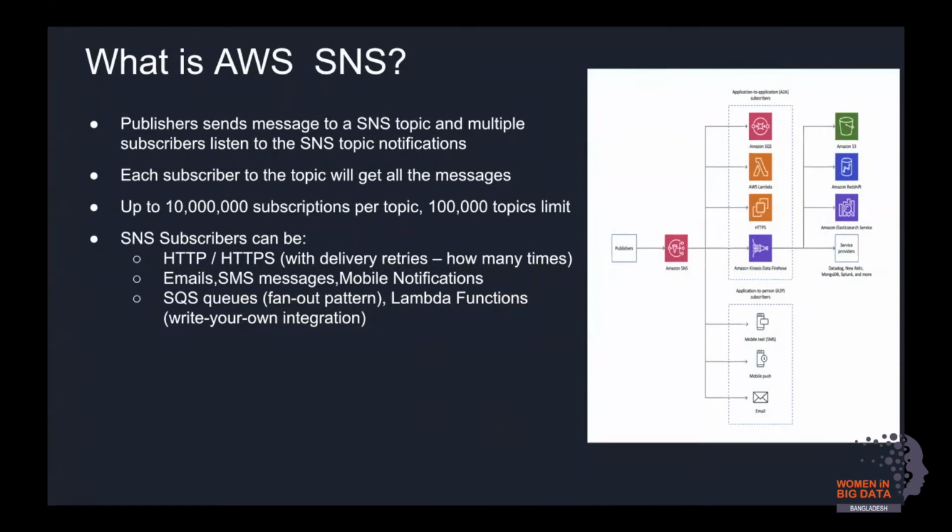We understood that if you need any sort of notification service, then you can have notifications from application to application, as well as application to person. And we can send the notification to any of these services, or we can send it directly to a human outside AWS, which can be in the form of SNS, mobile push, or email.